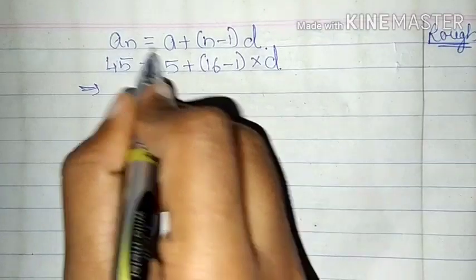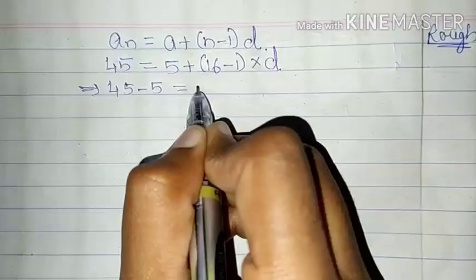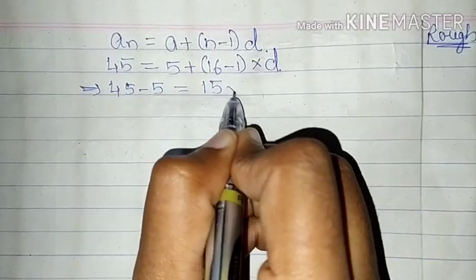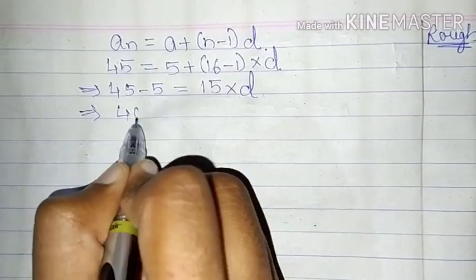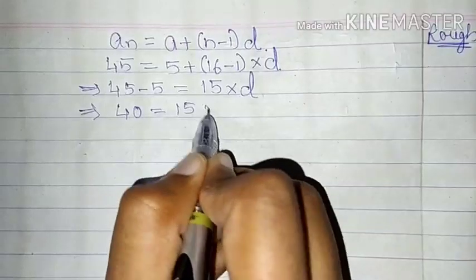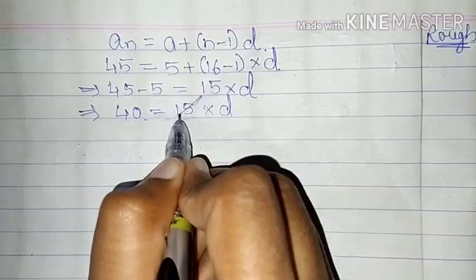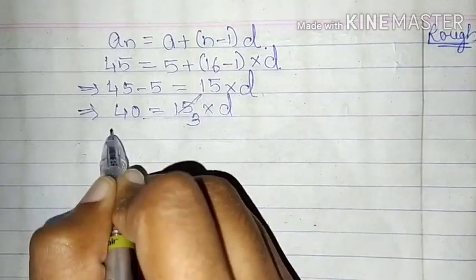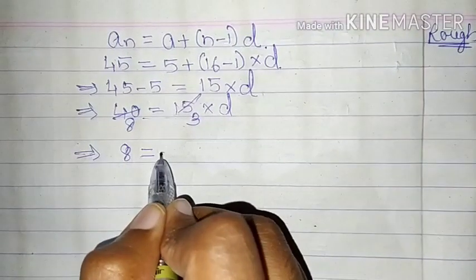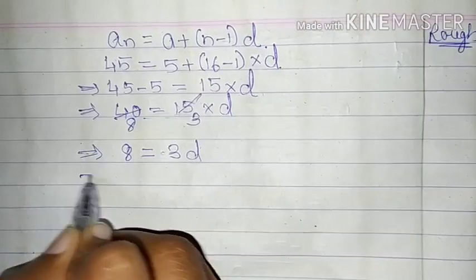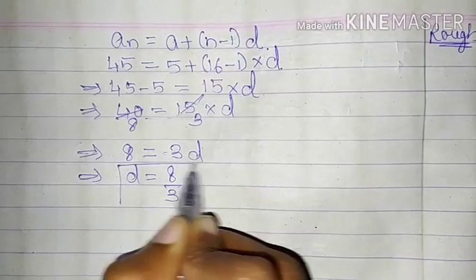This implies transposing it to the left side, we get 45 minus 5 is equal to 16 minus 1 is 15 into d. So 45 minus 5 is 40 is equal to 15 into d. Since they are multiplied and are on the same side, I'll just cancel them. 5 3s are 15, 5 8s are 40. I get 8 is equal to 3d. So my d is equal to 8 by 3.